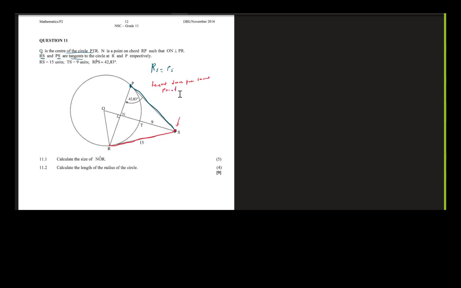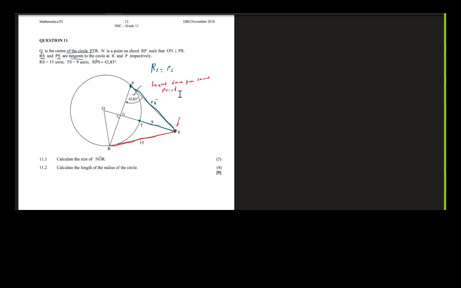So how much do you think is the size of PS? Amogelang, the size of PS, how much do you think it is? It is 15 because RS is 15. Tangents drawn from the same point. TS is given to be 9. TS, where is T? I don't see where T is. Maybe it's here. Okay, TS is 9. Angle RPS here is 42.83.